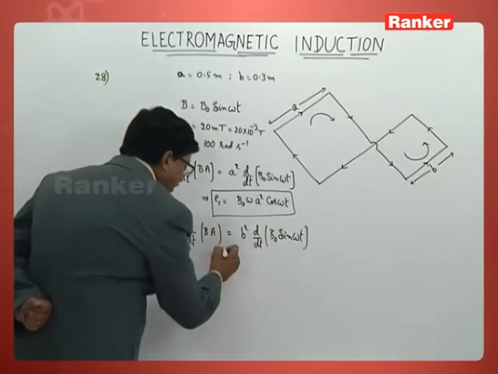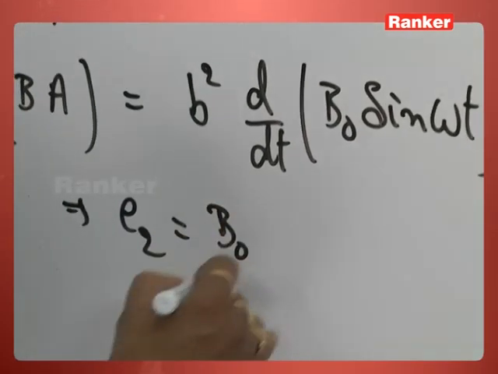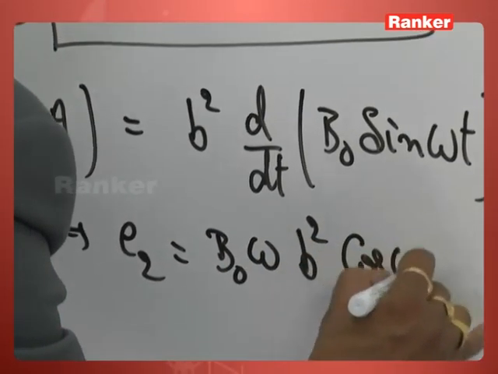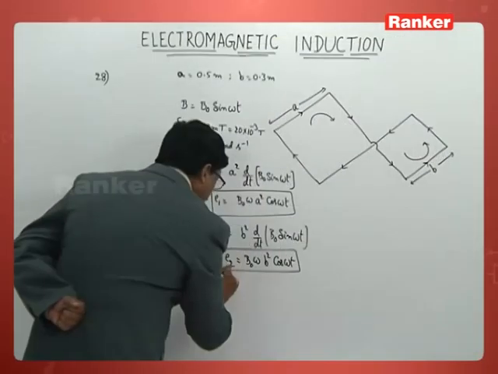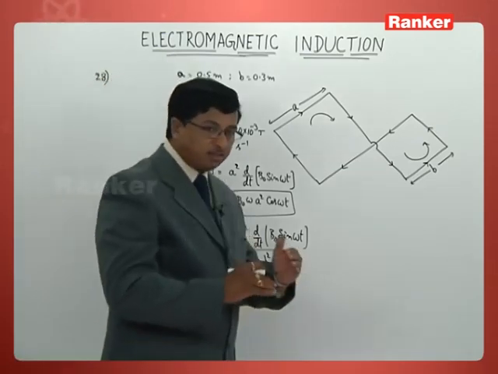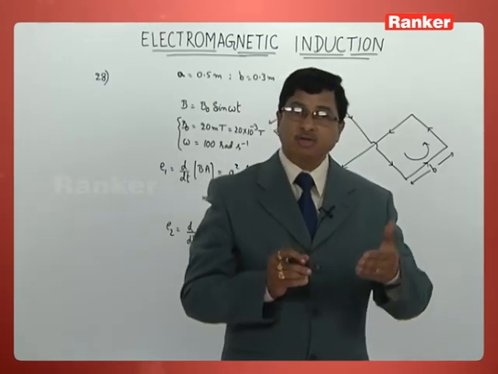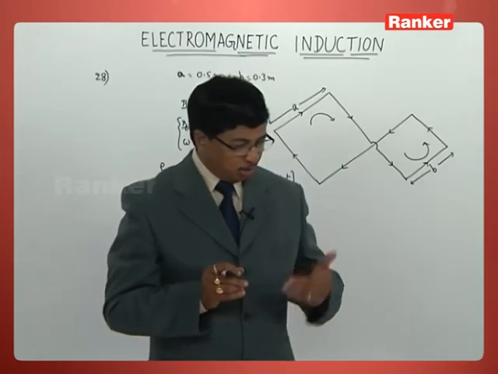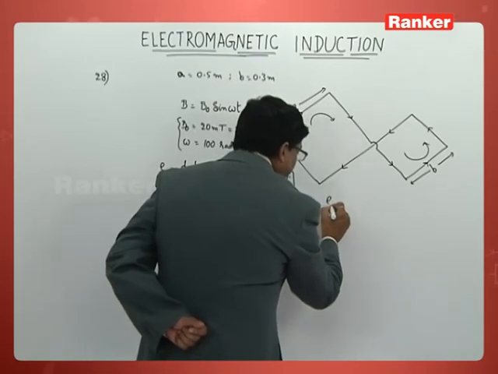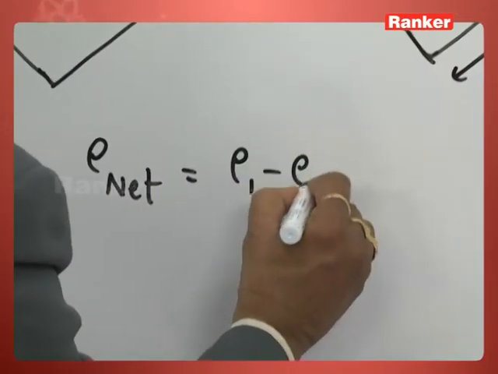If I rewrite the same equation here in terms of E2, what will I get? B naught omega B square this time cos omega t. This is the value of E2. Since the directions of currents in both of them are opposite, one should consider the EMF values are also opposite. So what will now be the net EMF here? I can directly write it as E1 minus E2.